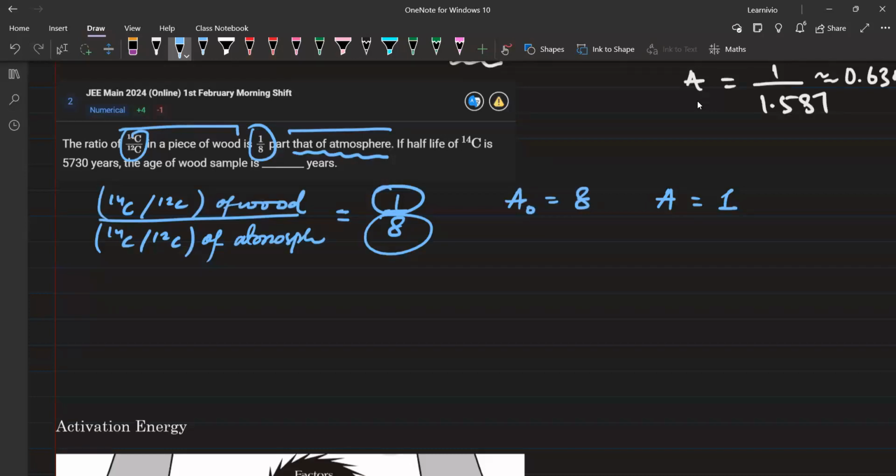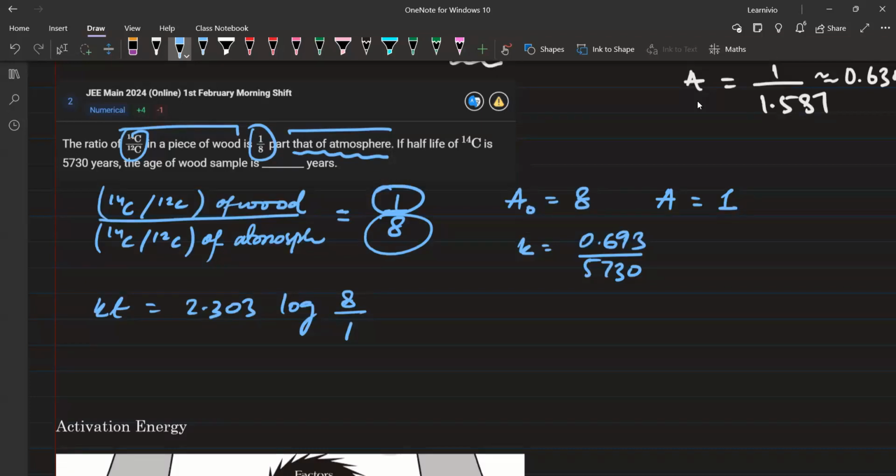Now, what we need to find is the age of the wood sample. So we need to find the time. Also, the half-life of carbon 14 is given, so k will be equal to 0.693 divided by 5730 years. So kt will be equal to 2.303 log of 8 by 1. So what is t? t will be equal to 2.303 log of 8 divided by k. And what will be the log of 8, guys? Tell me.